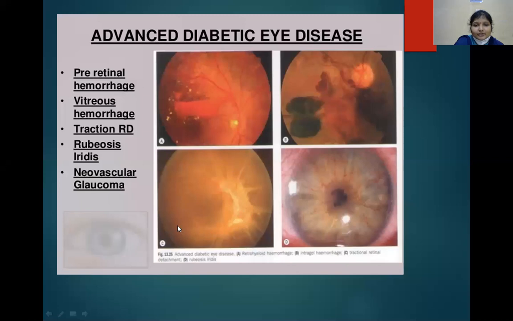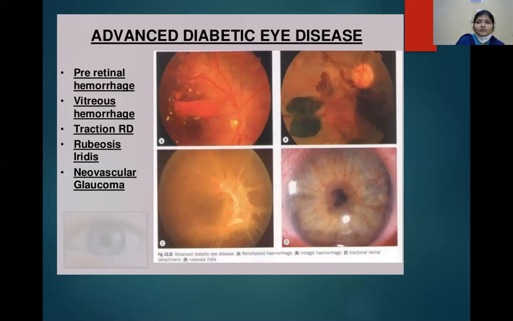And this is, we can see, tractional retinal detachment. This is a fibrovascular band which causes detachment of the retina. And in this picture, you can see iris. There are new vessels proliferating on the surface of the iris. So this is called rubeosis iridis. All these features are clubbed together into advanced diabetic eye disease.